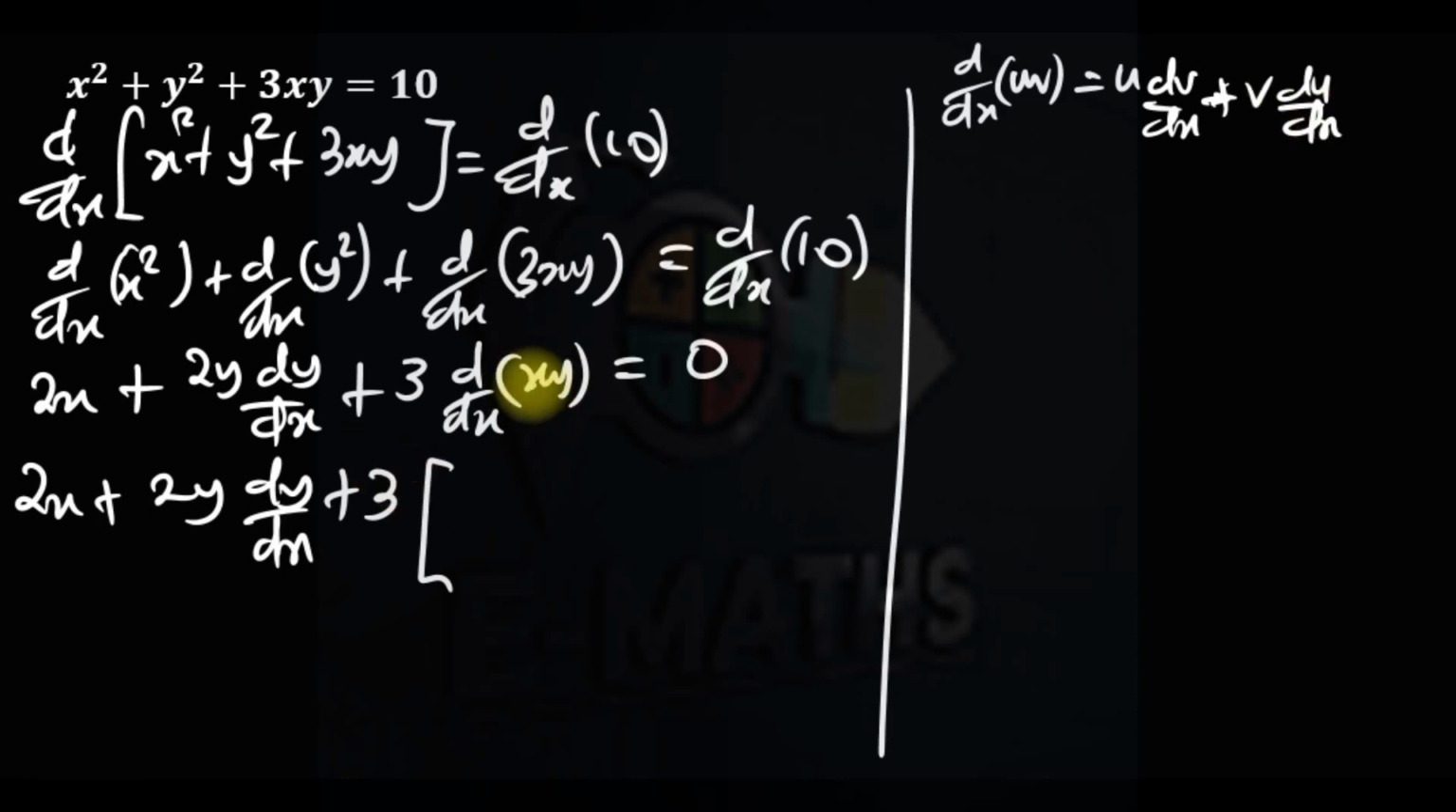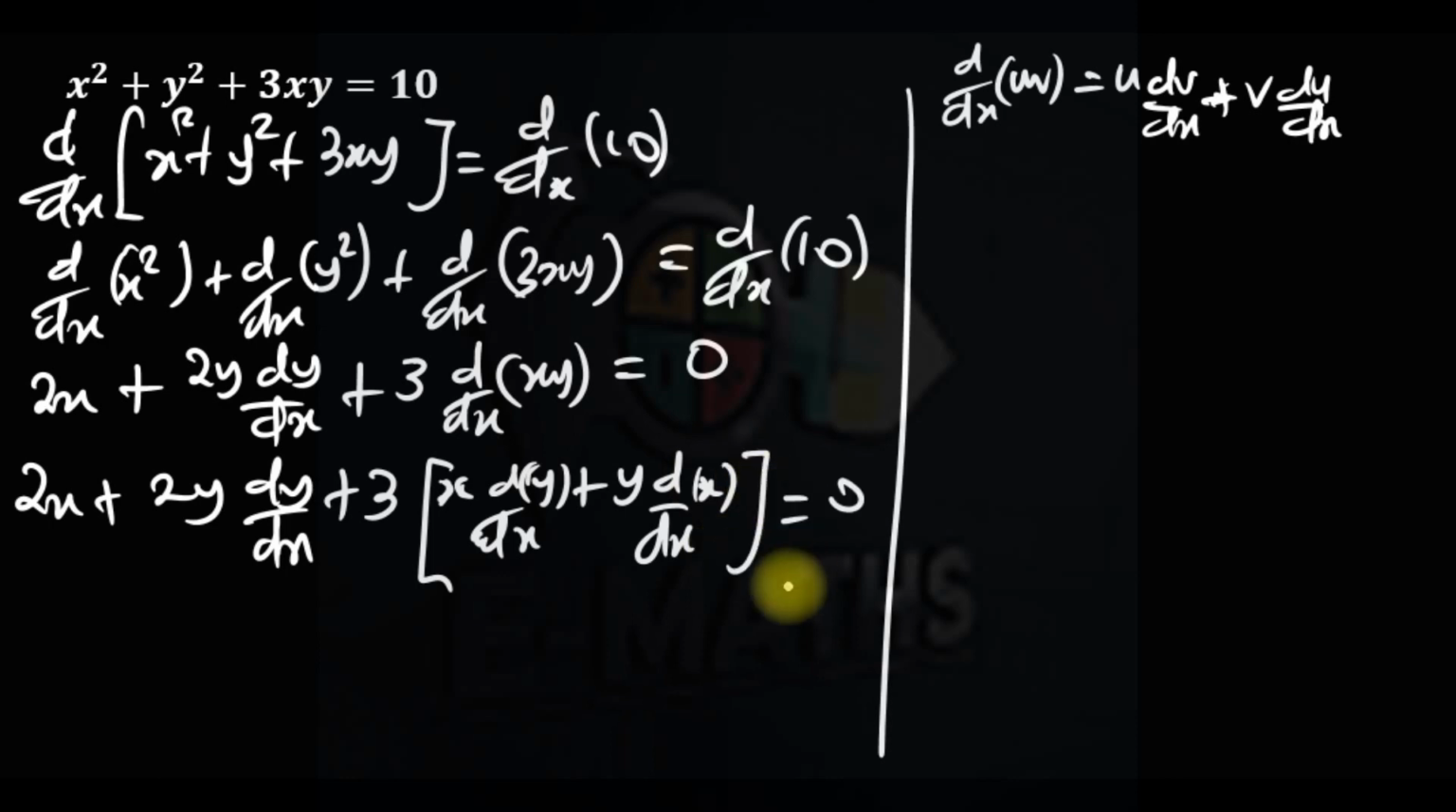So we have u, our u is x and our v is y. So we have u, which is x, d over dx of y, plus our v is y, d over dx of x, equal to 0. Do you see the logic? We use the product rule here. Our u is x and our v is y. So u, which is x, dv over dx, which is our v is y.